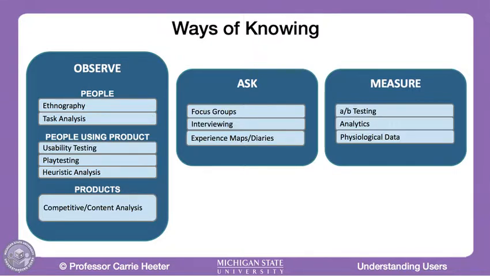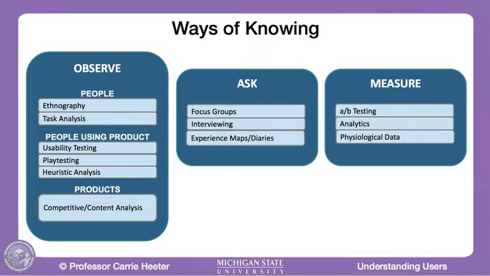So user experience research is all about ways of knowing things you want to know. And the key ways of knowing are to observe yourself, to actually ask, or to try to measure. And we'll do these things in this class. We'll observe people using products, and we'll observe the products themselves. We'll ask through focus groups, through interviews, and other methods. And there's also the possibility of actually measuring what people are doing, how their body is reacting, how their mind is reacting in terms of the individual level or large-scale analytics.